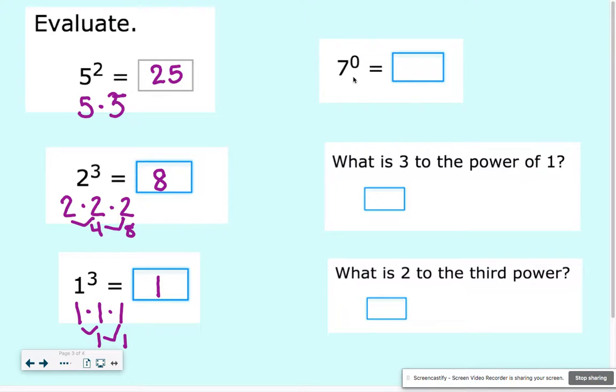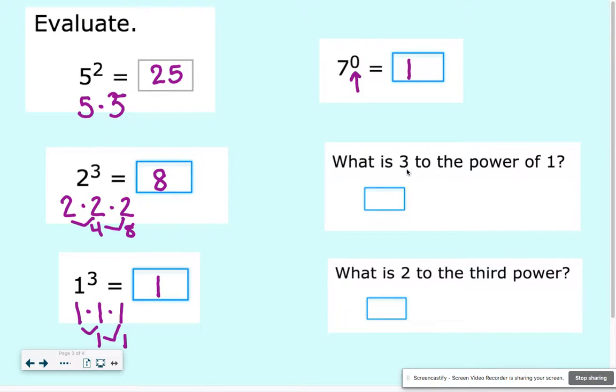Now this one's a little bit tricky. This one is 0 to the power of 0. Now this has a special rule to it. Anytime we go to a power of 0, your answer is always going to be 1. So it doesn't matter what your base number is. If you are to the power of 0, your answer will be 1.